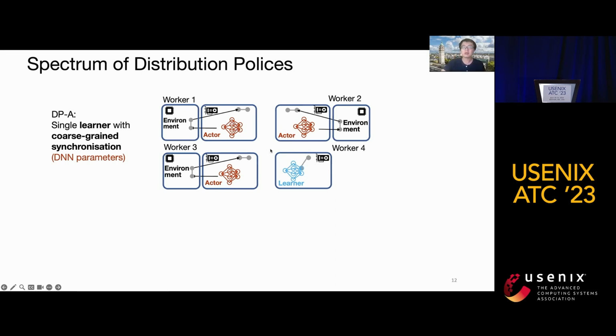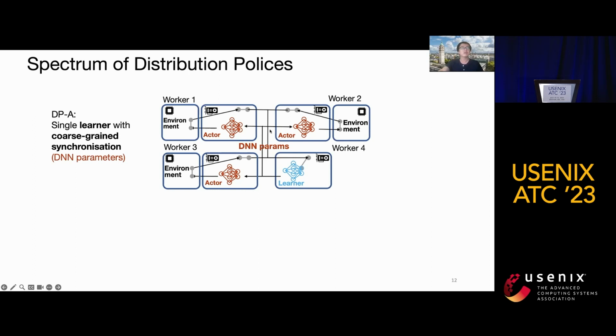However, this system will communicate after each training step. In this distribution policy, the learner needs to send the updated neural network parameters to all other workers. So if you have a very large model in the learner, this communication can quickly become the bottleneck of this policy.